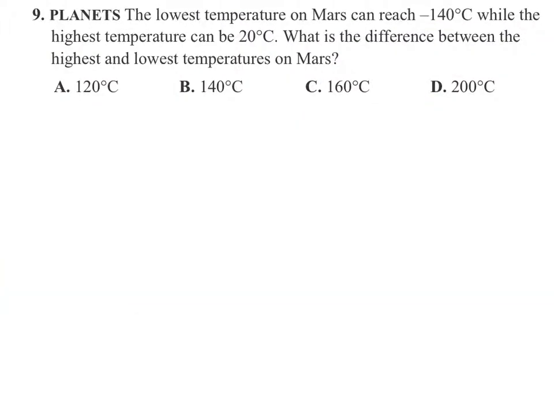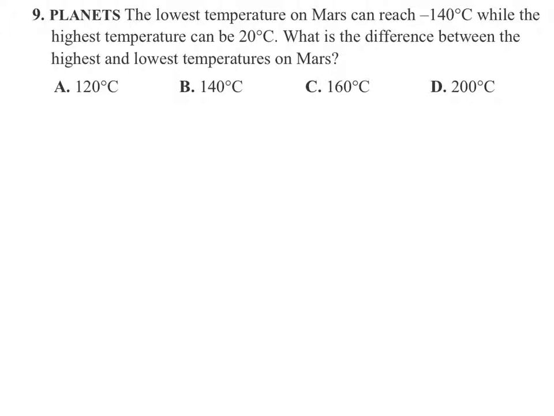There we go. Okay. The lowest temperature on Mars can reach negative 140 degrees Celsius, while the highest temperature can be 20 degrees Celsius. What is the difference between the highest and lowest on Mars?